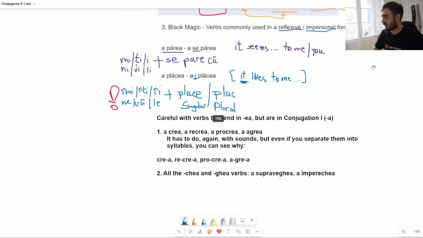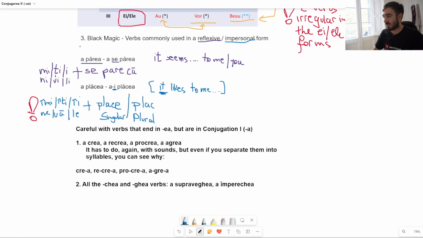And that's about it with the black magic stuff. I hope it makes sense. If not, please leave a comment and ask me more about it. I'm happy to answer any comment and clarify whatever is needed about this.